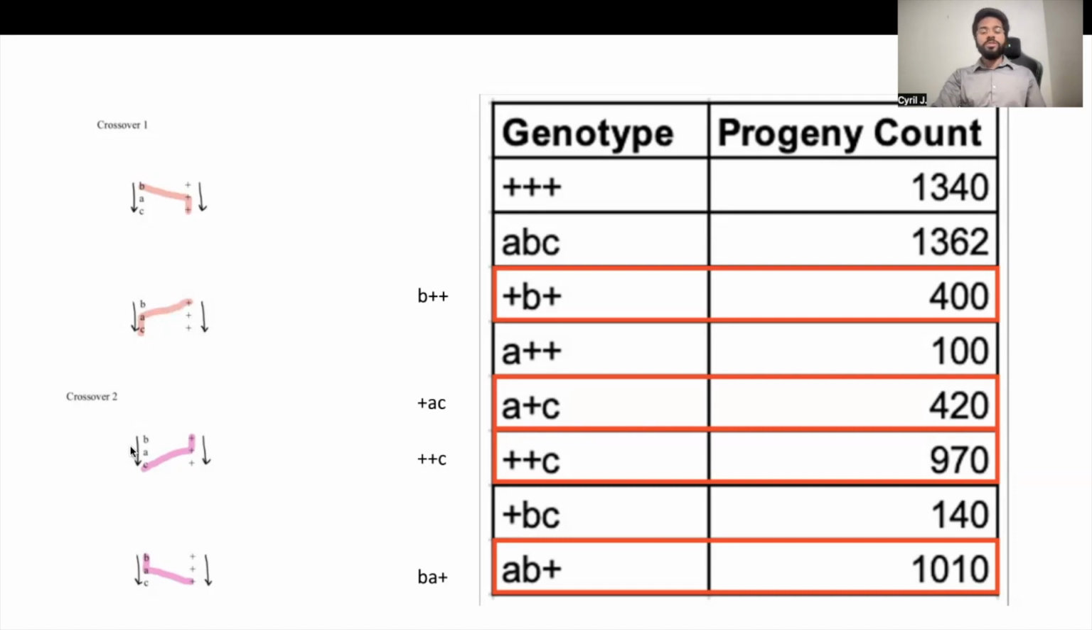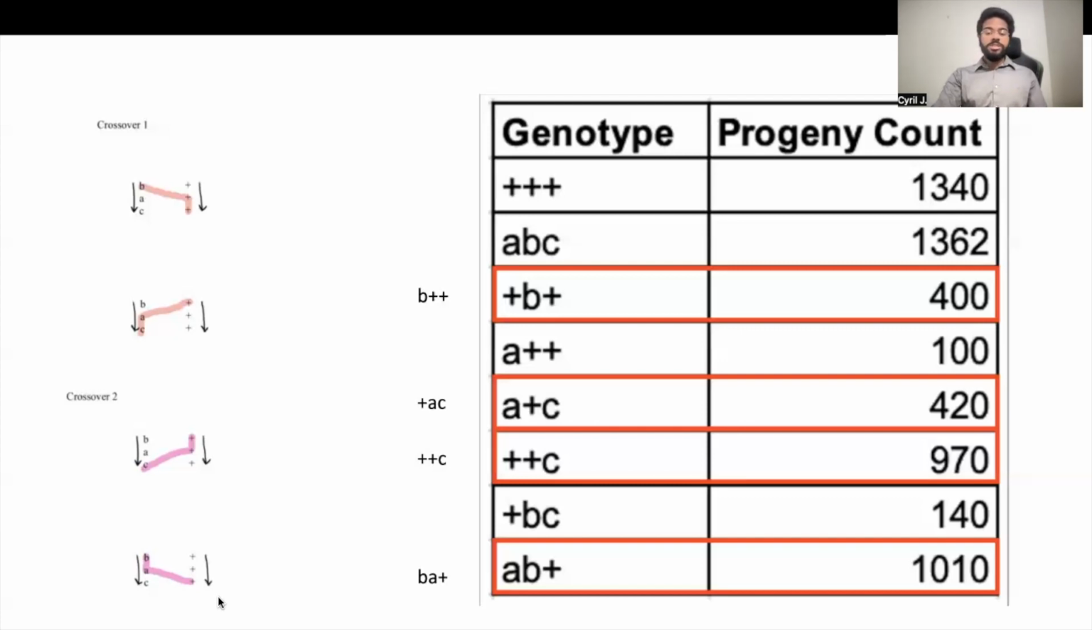And then in crossover 2, we can go down, and we can start with B and go down to A and cross over with C. That makes up our first one in our crossover 2. And then here we can go again, go down from B to A and cross over with C.